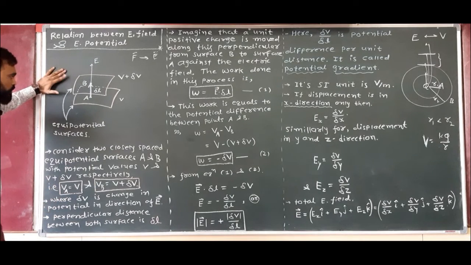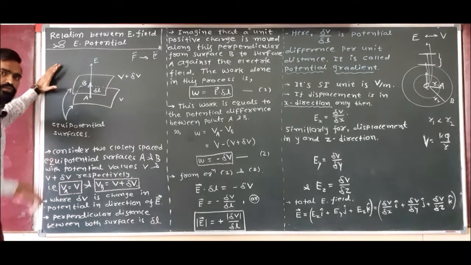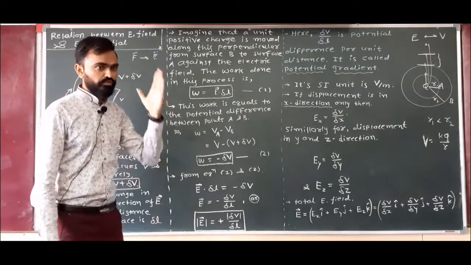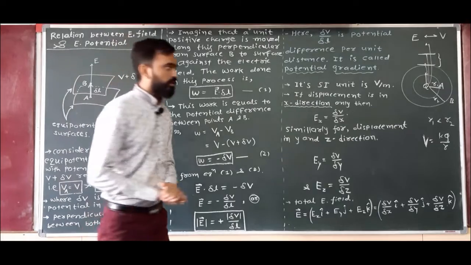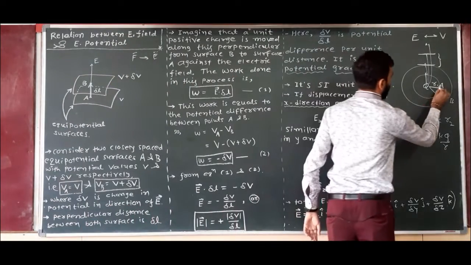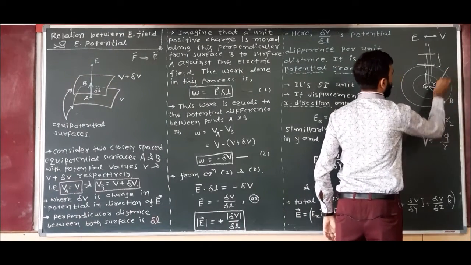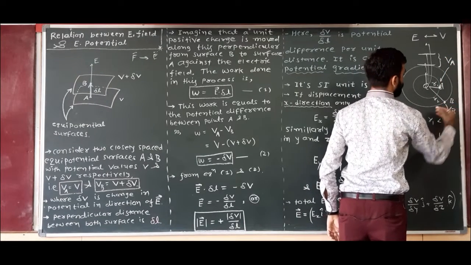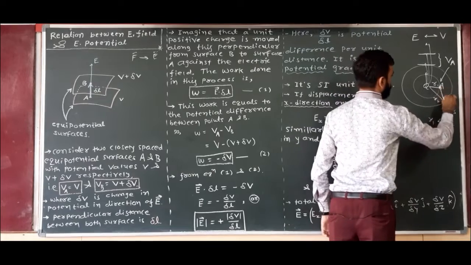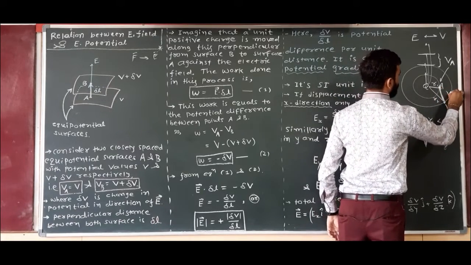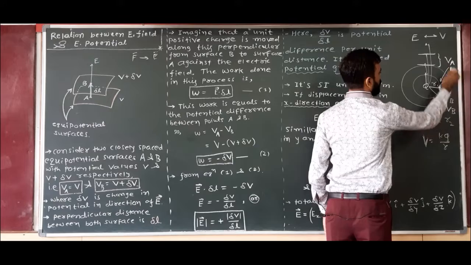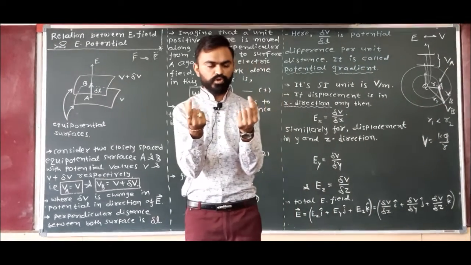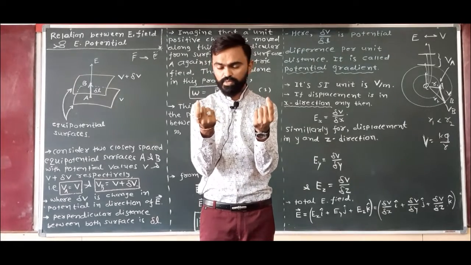Now, according to our previous theories, when we move a charge from one point to the other point, let these two points be A and B, for example. Potential at A is VA and potential at B is VB. So the potential difference between these two is, say, V. V is equal to VA minus VB. Again, we have two points A and B.